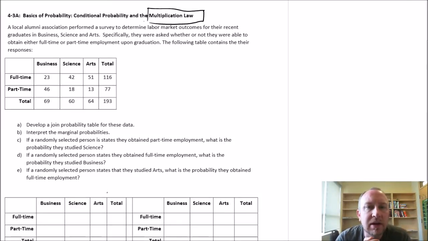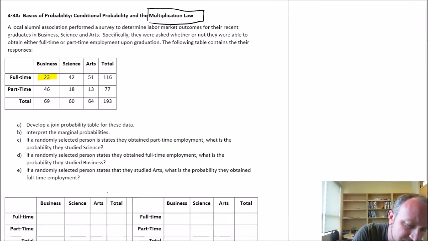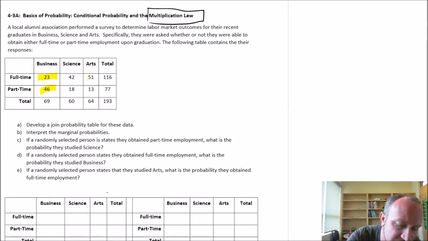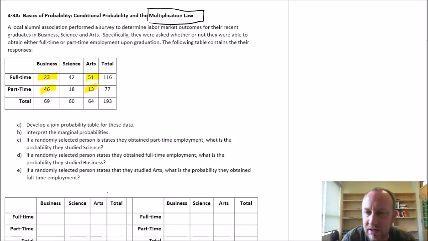So the data that we're looking at: an alumni association has done a survey to determine labor market outcomes for their recent graduates across these different fields, business, science, and arts, and we wanted to know whether they obtained full-time or part-time employment upon graduation. Here in this data set, for example, 23 business students obtained full-time employment, 46 obtained part-time employment. Arts, 51 full-time employment, 13 part-time employment.